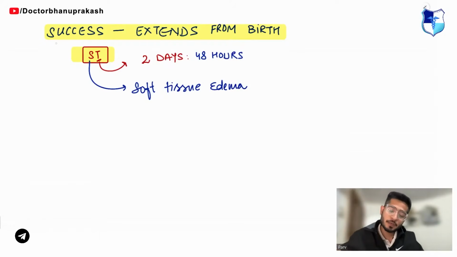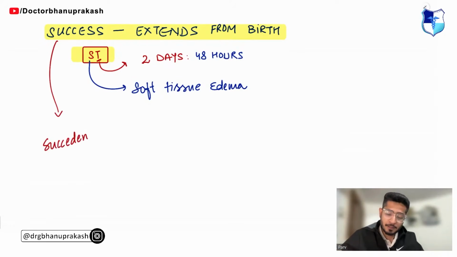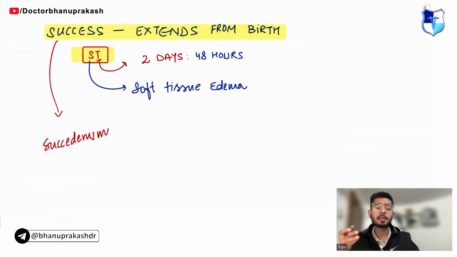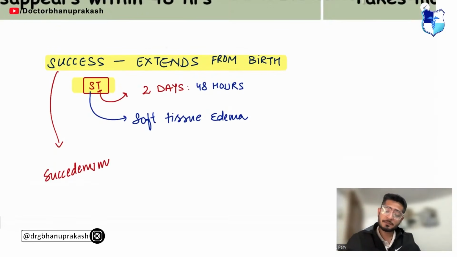So success means succeeding. Caput succeeding. Extends from birth. If you want to get successful in life, you have to proceed. So extends means it is going to extend. It is going to cross the suture line, my dear kids.